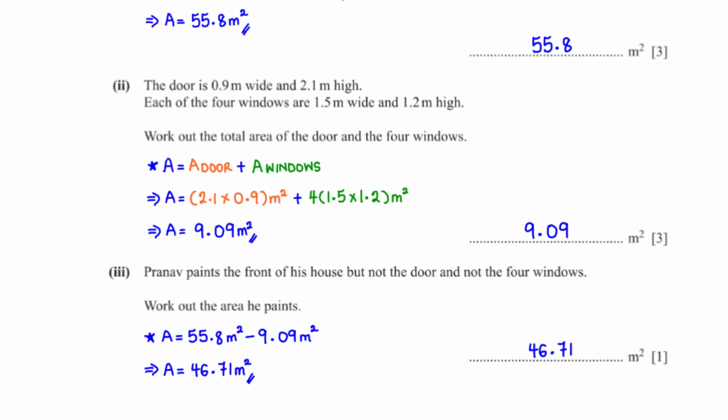Pranav paints the front of his house, but not the door and not the 4 windows. Work out the area he paints. To get this area, we simply subtract the area of the door and the windows, which we found to be 9.09 meters squared, from the total area of the front of the house, which we also found to be 55.8 meters squared. This gives us 46.71 meters squared.